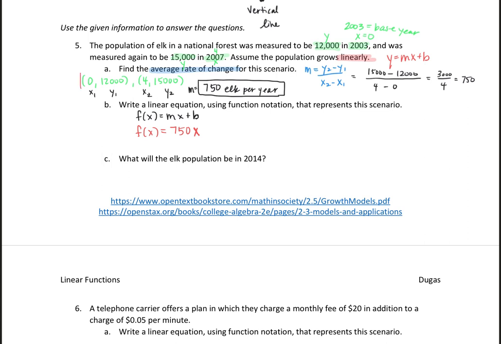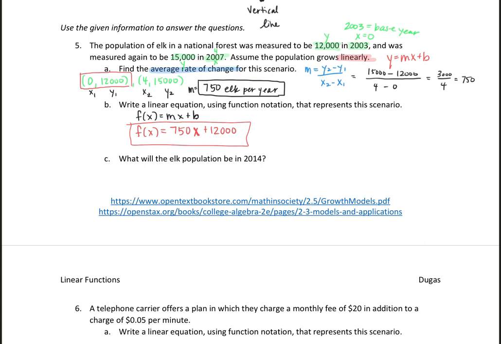That is going to correspond to the ordered pair that has an x of 0. So that's going to be that ordered pair. So your b is going to be 12,000. That's your original population at time 0. So there is your linear equation using function notation. So again, your m is your average rate of change, and your b is your y-intercept. And in examples like this, it's your original amount.